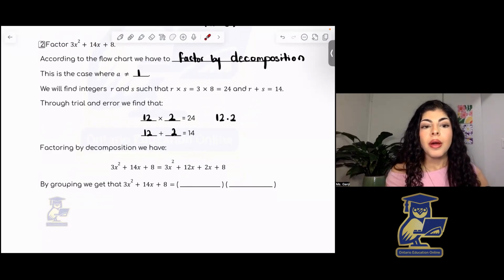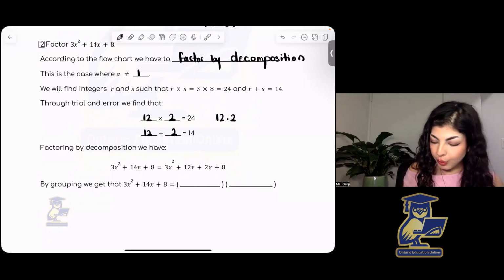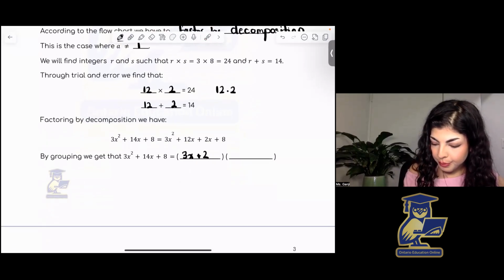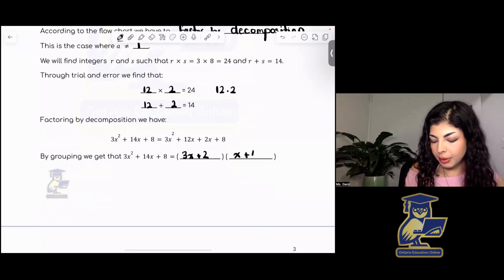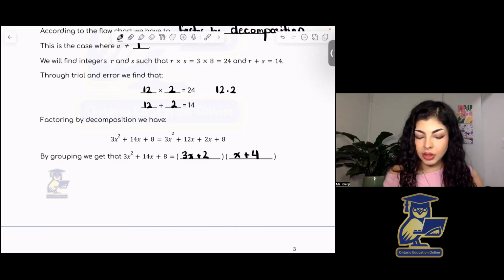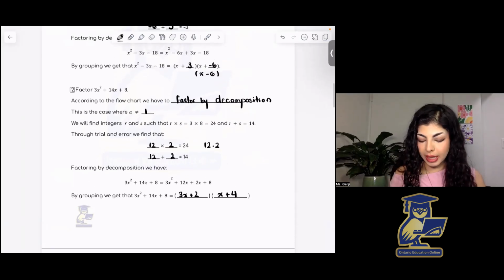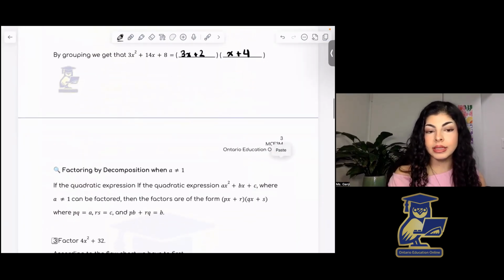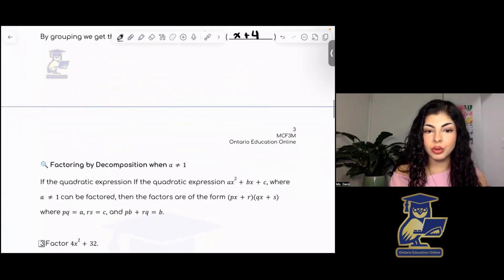Now, if we factor by grouping, you will see that you get 3x plus 2 and x plus 4. So take a moment and pause and check that you get the same answer. And that is our second case for decomposition. And I've included a little definition here for you, even though we've been looking at this, just to really solidify the case of quadratics where a is not equal to 1.